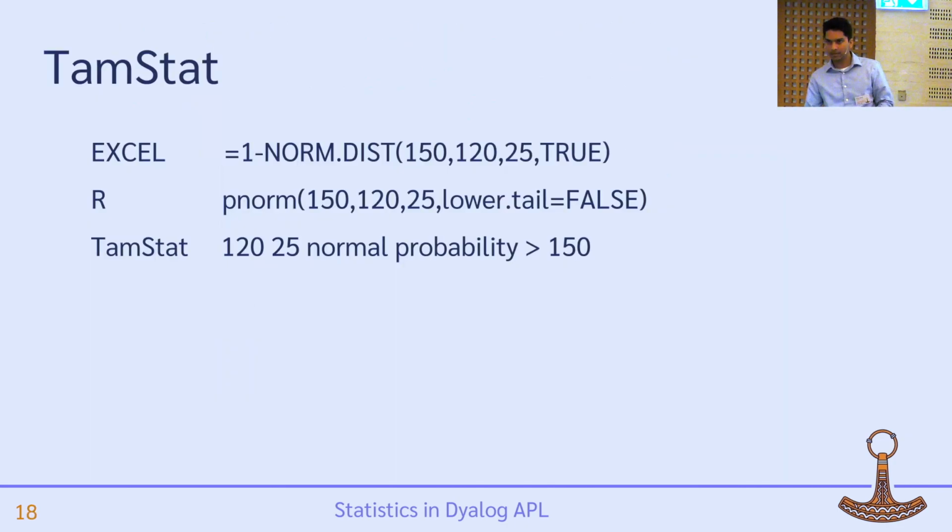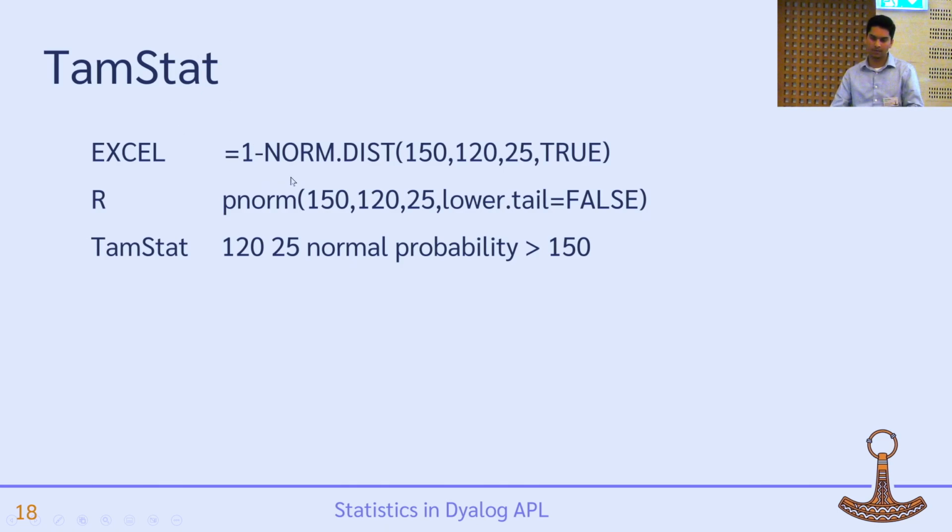So I'll talk a little bit about TamStat now. What it is, just very basically, it's another statistical library. So in this example, we're trying to find the normal probability in a population with a mean of 120 and a standard deviation of 25. So you want to check what's the probability that you would find a value greater than 150 here. This is how you would express this problem in different languages.